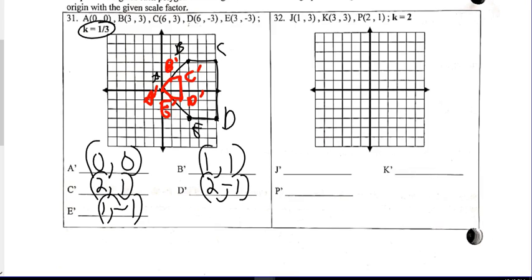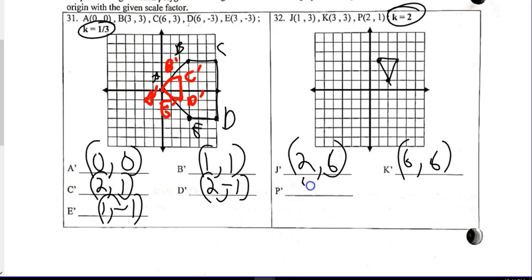All right? J, 1, 3. 1, 1, 2, 3. 3, 3. And 2, 1. Nice little triangle there. We're going to multiply everything by 2. So 1 times 2, 3 times 2. 3 times 2, both. 2 times 2, 1 times 2.